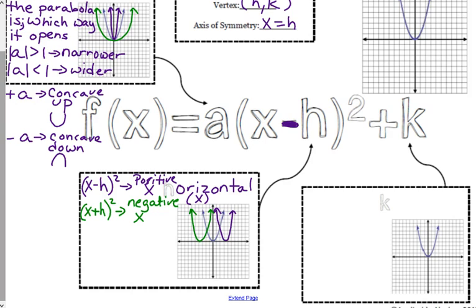So we remember from when we did linear transformations, when we moved it left and right, up and down, h was our left and right, and we said insiders lie. The numbers inside the parentheses will lie to you in this case.